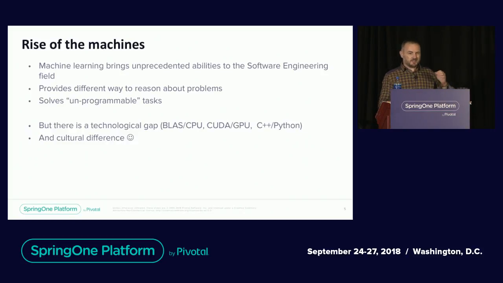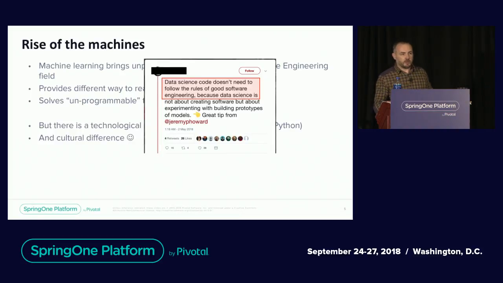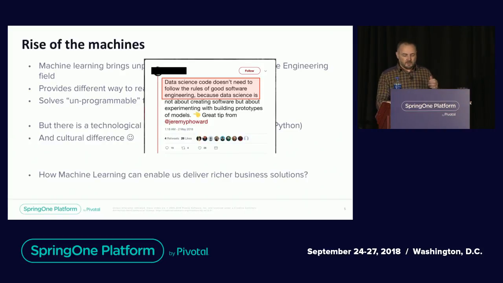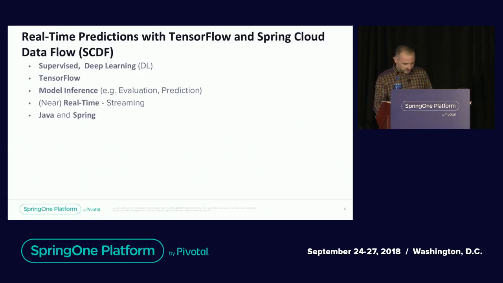And furthermore, there is a certain cultural gap as well. I was surprised to stumble upon this tweet recently, which actually comes from the known data scientist communities. I tend to disagree with this approach of doing software, but the most important message is how can we, after all, as Java and Spring developers, take advantage of the advancement in machine learning and deep learning in particular, and enable our applications and make it possible to deliver greater business solutions for our customers.